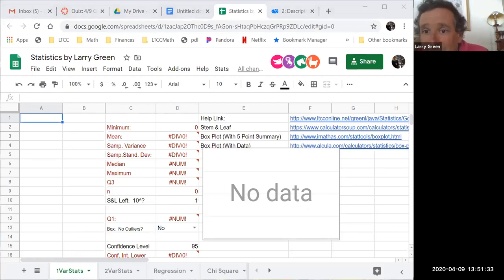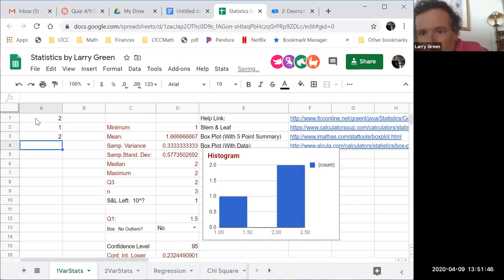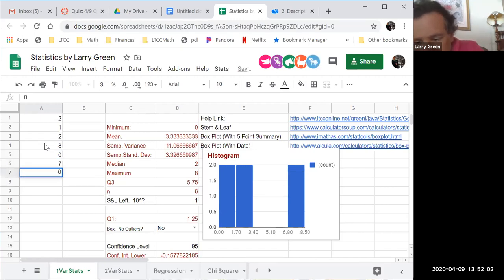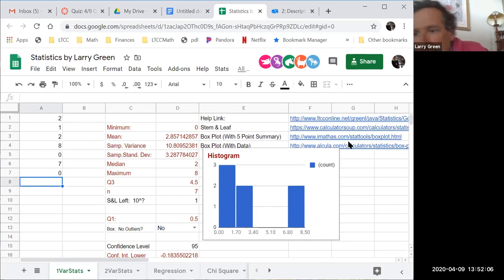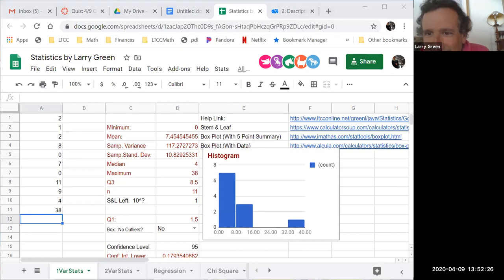All right, what I need to do is scroll up so I can actually put these numbers in. In this first column, column A, I'm going to put all the numbers in. We have a 2, we have a 1, we have a 2, 8, 0, 7, 0, then more, 11, 9, 4, 3, 8. Yeah, I'm really glad we had Michelle in this room because it's going to help us later. Then 7, 8, and 3.